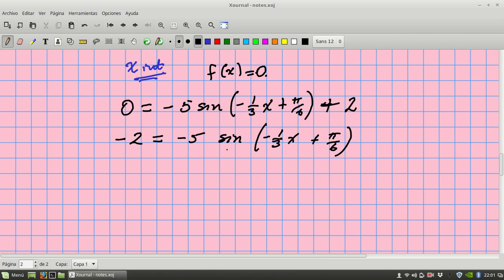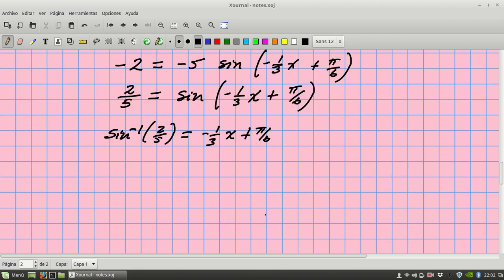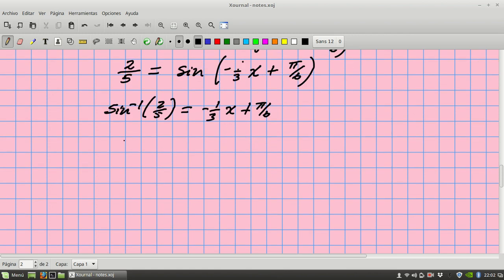Remember that the sine function is a function, not a multiplication, so there's no distributive property or something like that, or divide by sine. What you can do is divide by 5 to get 2/5 equals sine of (negative 1/3 of x plus pi/6), and here we're going to apply the inverse sine to get inverse sine of 2/5 equals negative 1/3 of x plus pi/6. So now we're going to subtract pi/6: inverse sine of 2/5 minus pi/6 equals negative 1/3 of x.